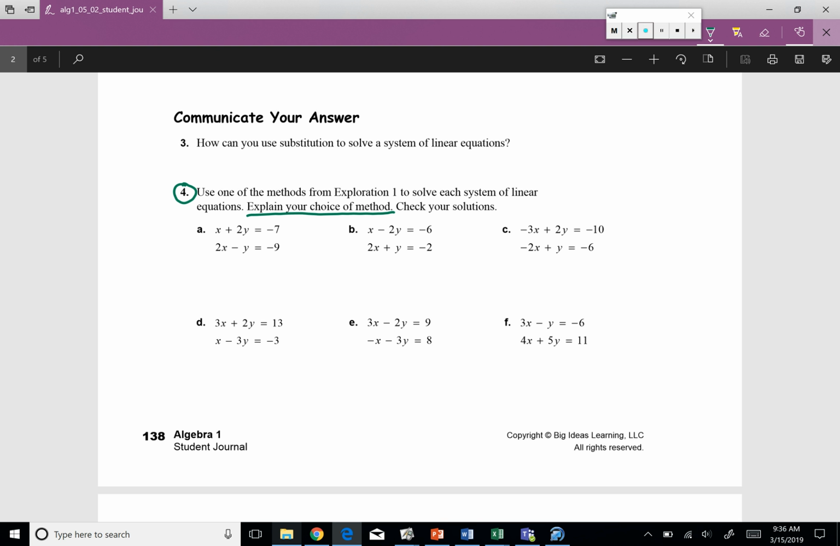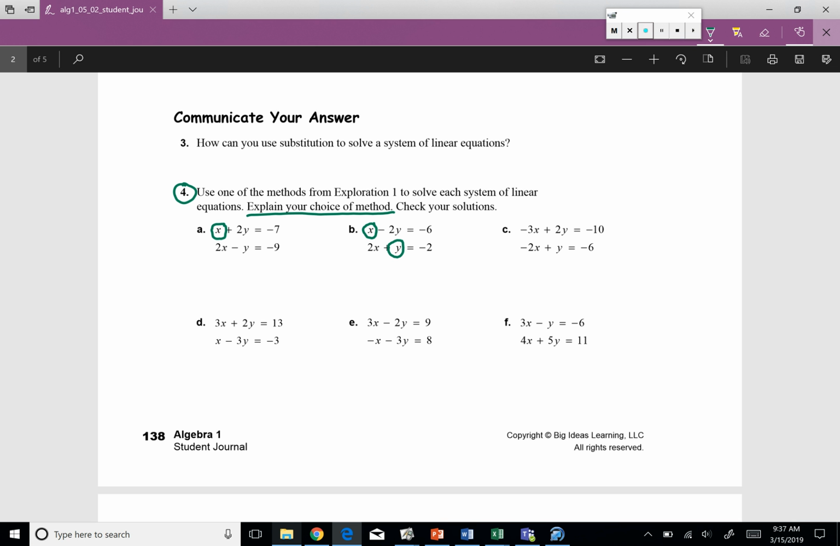So if I look in letter A, I see I have an x. It's just a plain x that would have a coefficient of 1. So it would be easiest to get the x by itself first. In letter B, I see a couple of different choices. You could choose the x in the top equation, or you could choose the y in the bottom equation. Either of those would be easiest to get by themselves because they have coefficients of 1.